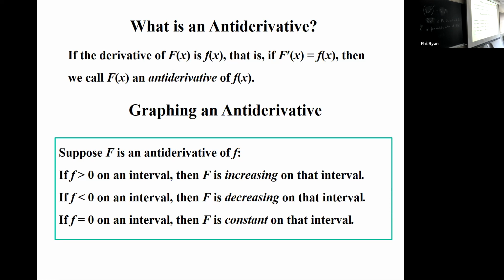Okay, so let's first think a little bit about antiderivatives. Now, we know about the relationship between a function and its derivative when we do a graph. I've got to be careful here to say: big F is an antiderivative of little f. So that means little f is the derivative of big F.